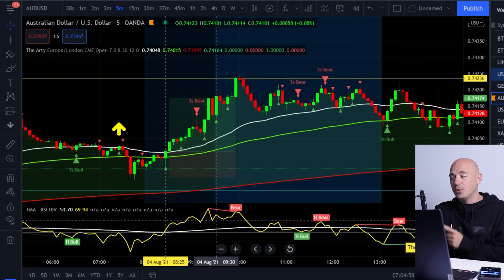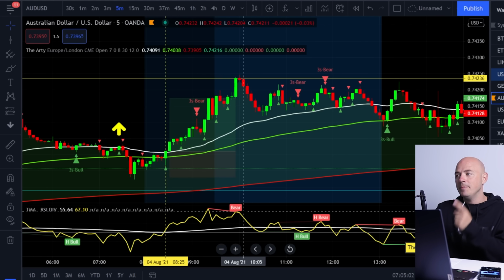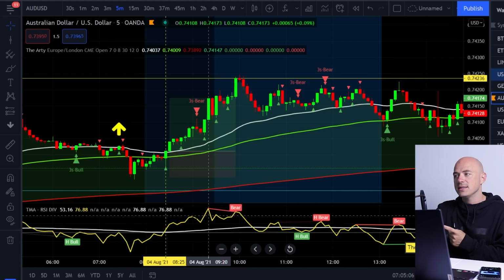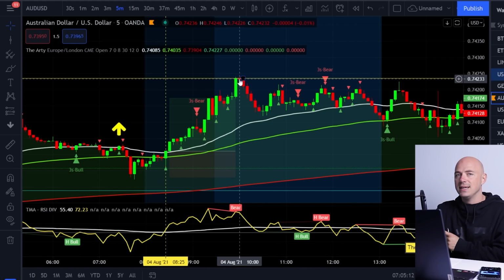Now, this does not print every time. This is a free indicator, so it doesn't work every single time. So you just have to keep an eye on this. If you're seeing lower highs on the RSI and higher highs on the price, that's a divergence.